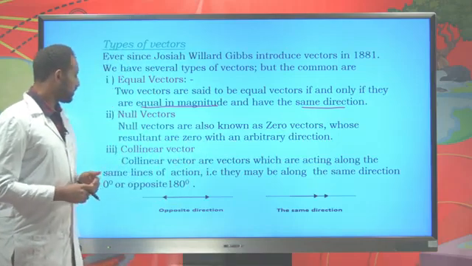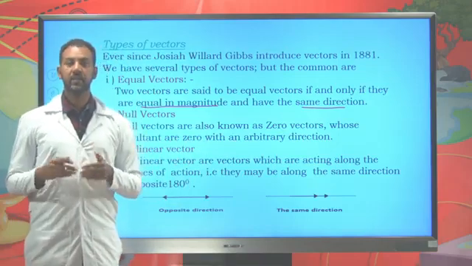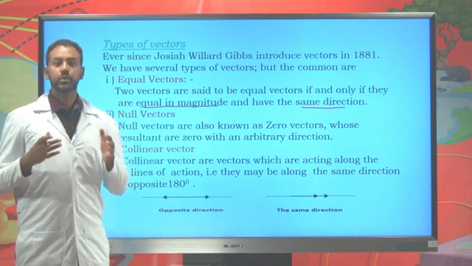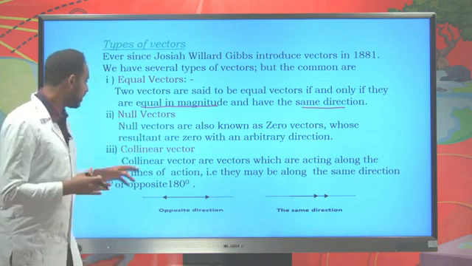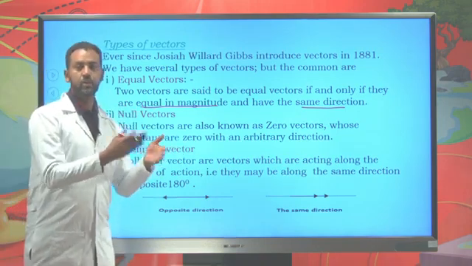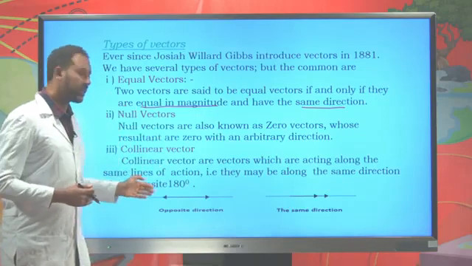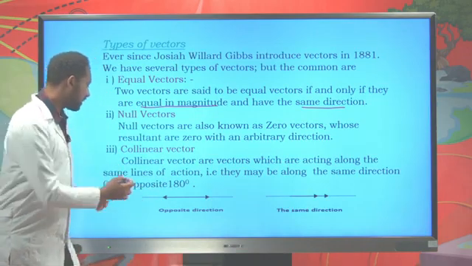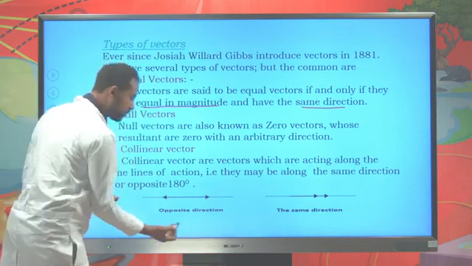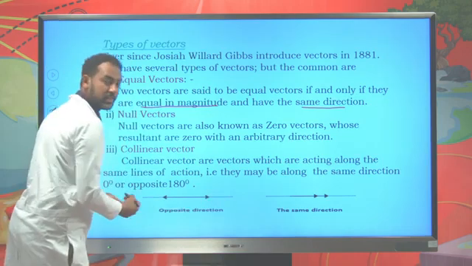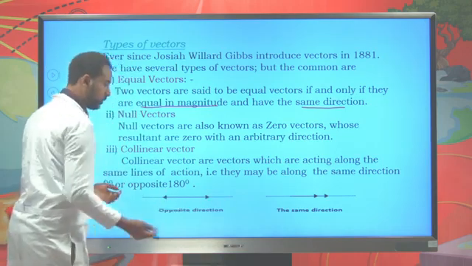And the other concept is the collinear vector. As the name implies, collinear means the same line. Vectors which are found on the same line are said to be collinear vectors. They might act along the same direction or opposite direction. As far as they are found on the same line of action, they are called collinear vectors. Here we have two opposite vectors. They are acting oppositely, but they are found on the same line of action, so they are said to be collinear.